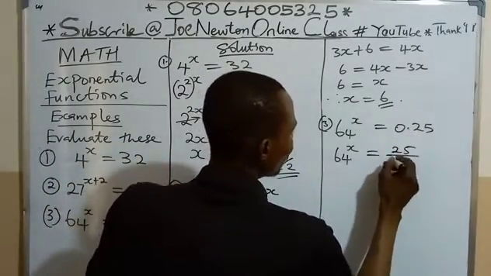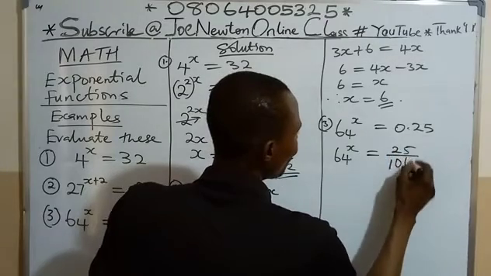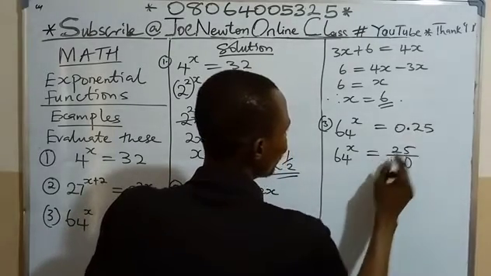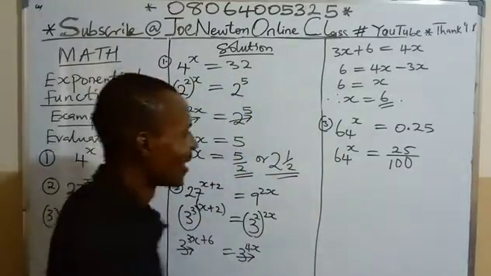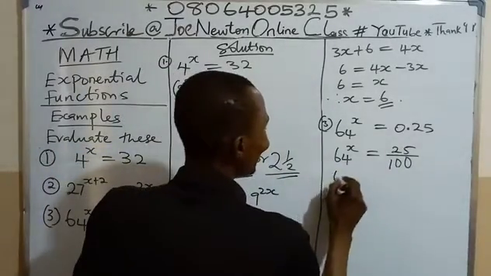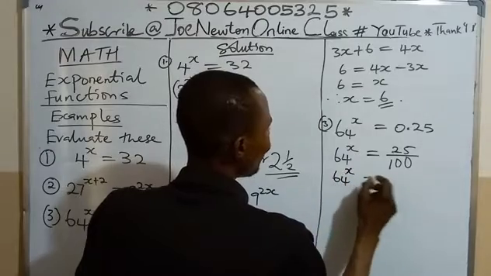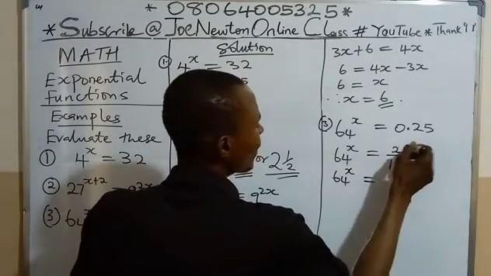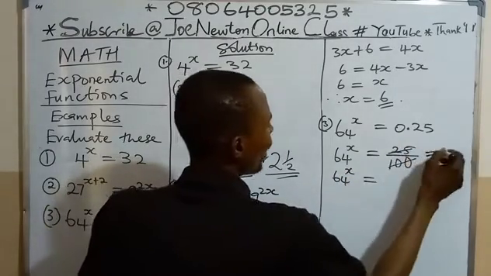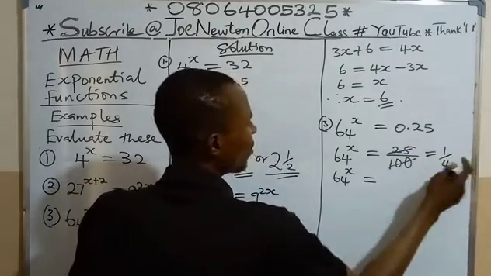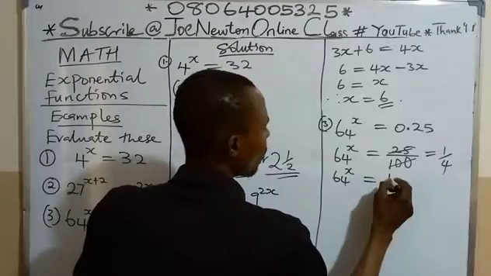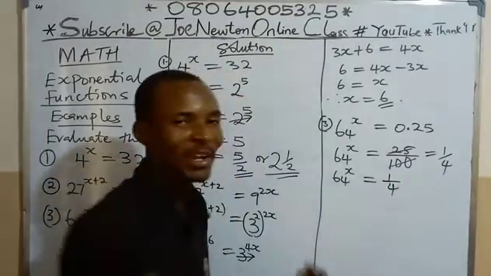25 over, this decimal is 1. We put 0, 0, that is 2 digits. This decimal here is 1, then 2 digits, 0, 0. So that is it, 25 over 100. Now we continue. We now have 64 to the power of x equals, reduce this to lowest term. What do we have? We have 1 over what? 4. 25 divided by itself is 1, 100 divided by 25 is 4. So equals 1 over 4. You see how we are breaking it down.